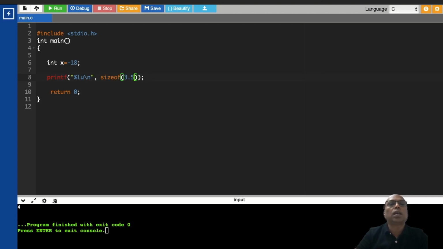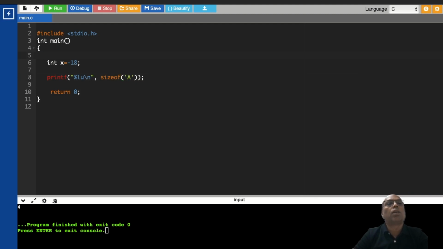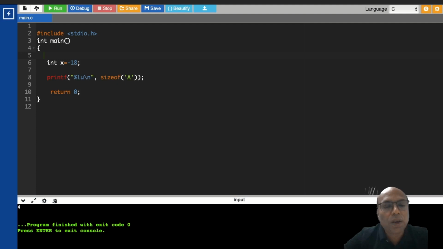Let us see, what about a single quote character? If you put 'A', what will happen? It is going to give me 4 bytes. Why? Because in this place 'A' does not exist. What exists is 65. 65 is an integer. Therefore, I got 4.